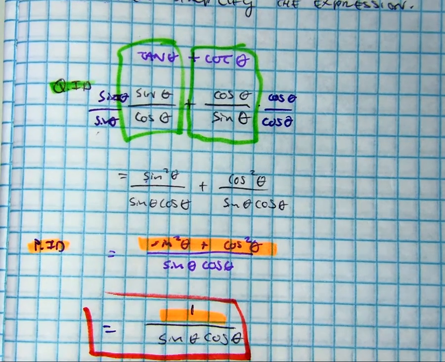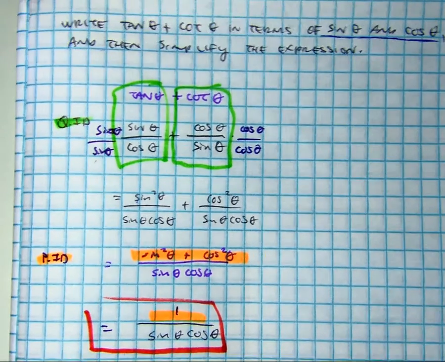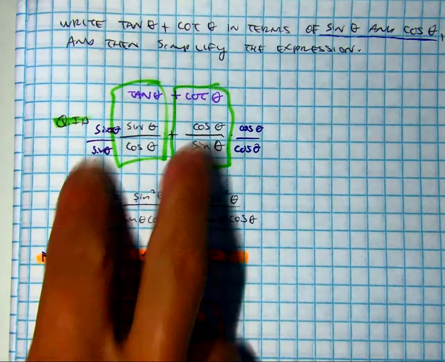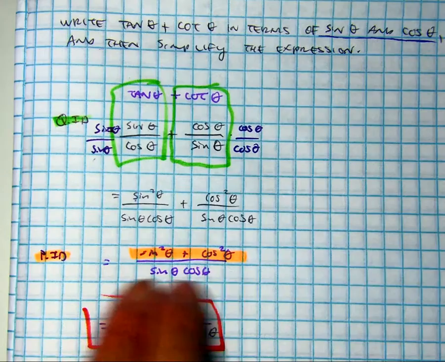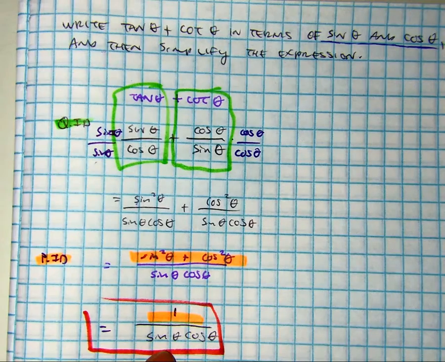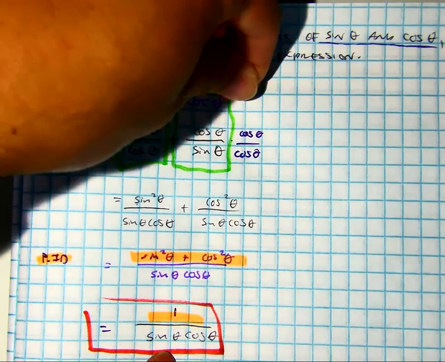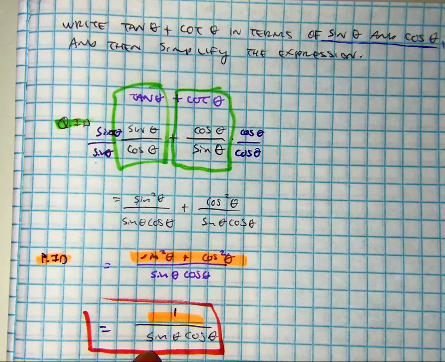When I simplify this using sines and cosines, we use the quotient identity and the Pythagorean identity. When I simplify tangent theta plus cotangent theta, it equals 1 over sine theta cosine theta.